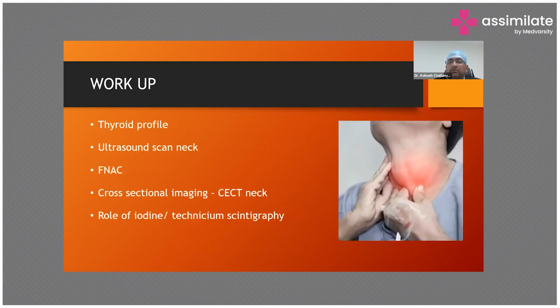So, when a patient presents, what do we do? The first and foremost investigation is to do a thyroid profile and an ultrasound scan of the neck to know what we are dealing with. The rest follow after these two initial investigations, and we can further do the rest of the work-up. I'll be going into detail about each of them.